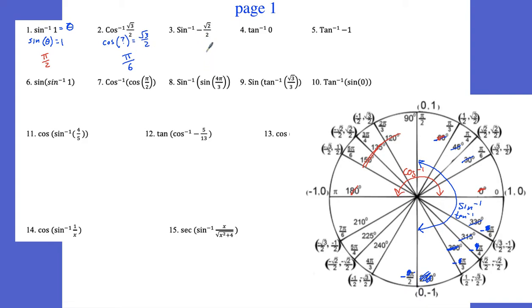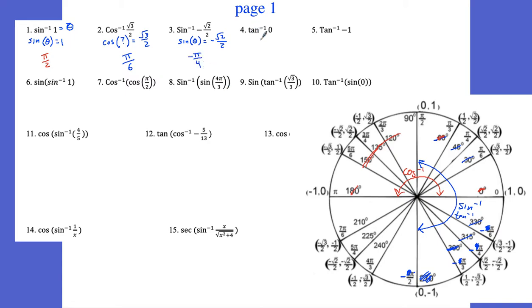Inverse sine of negative root 2 over 2. We're looking for where the y value is negative root 2 over 2. So at what angle theta is the y value, since it's sine, negative root 2 over 2. And remember, we don't work up here, we work quadrants 1 and 4. Y value negative root 2 over 2, right here at negative pi over 4.